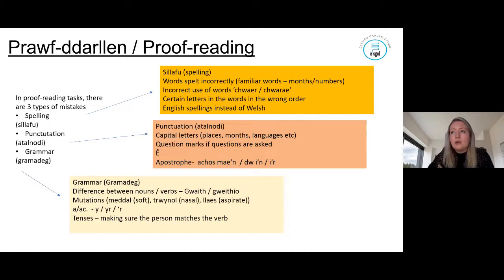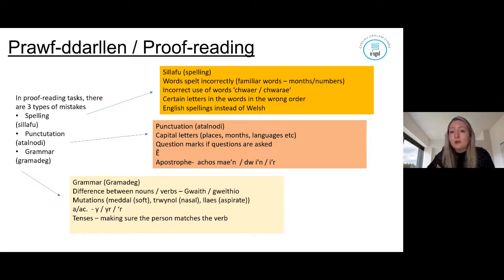Okay, now grammar are your mutation errors. Difference between noun and verbs, gwaith or gweithio there. Soft mutation can come up quite often in this. A nasal mutation, aspirate mutation, treiglad llais. The difference between a and ac, the both words there mean and. A is used before a consonant and ac is used before a vowel. So it just purely depends what the word following the and is, what letter that begins with, which one of those you use.